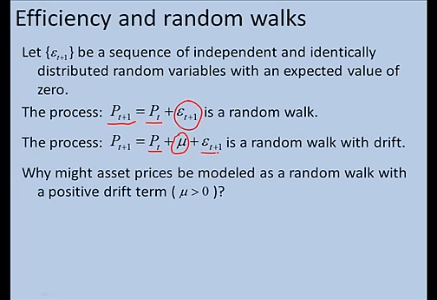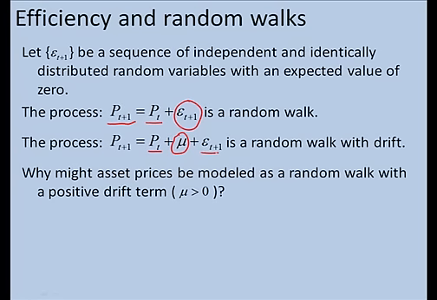Now, why would we think about a random walk with drift as a good model for stock prices? Well, when you buy a stock, you take on a lot of risk. The stock price could go up, but it could go down. And typically, most investors want to be compensated for that risk. So the more risk you bear, the more compensation you require.